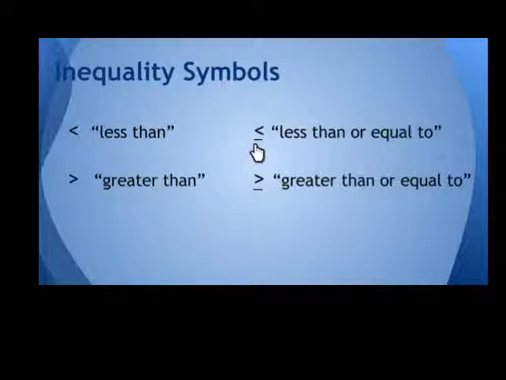And then here are those two that might be new. A less than sign with a line underneath it means less than or equal to. And same thing with a greater than symbol with a line underneath it. It means greater than or equal to. We're going to talk about the difference between those.